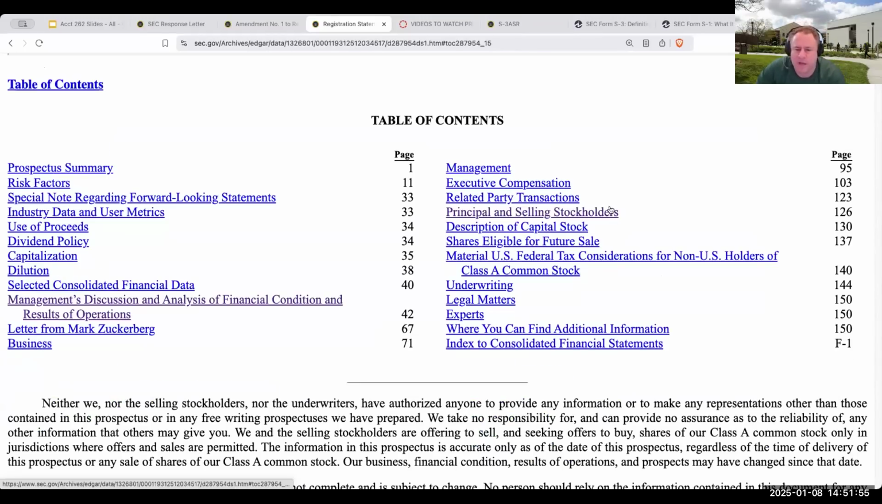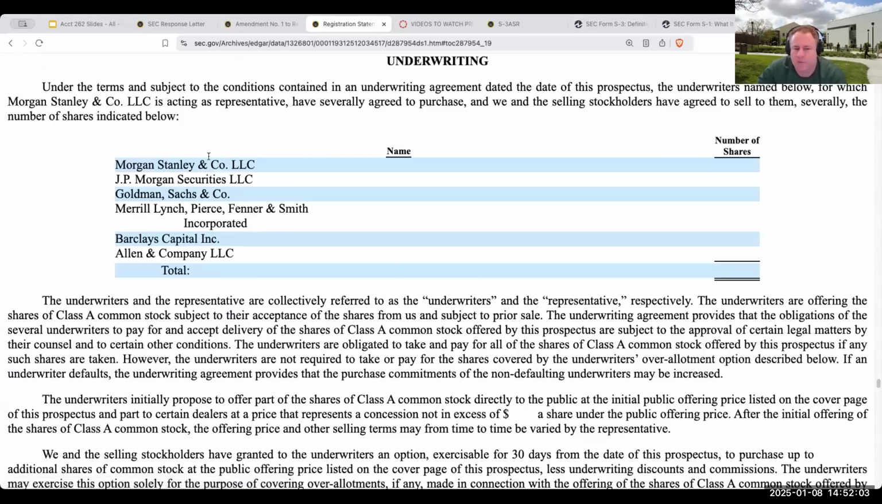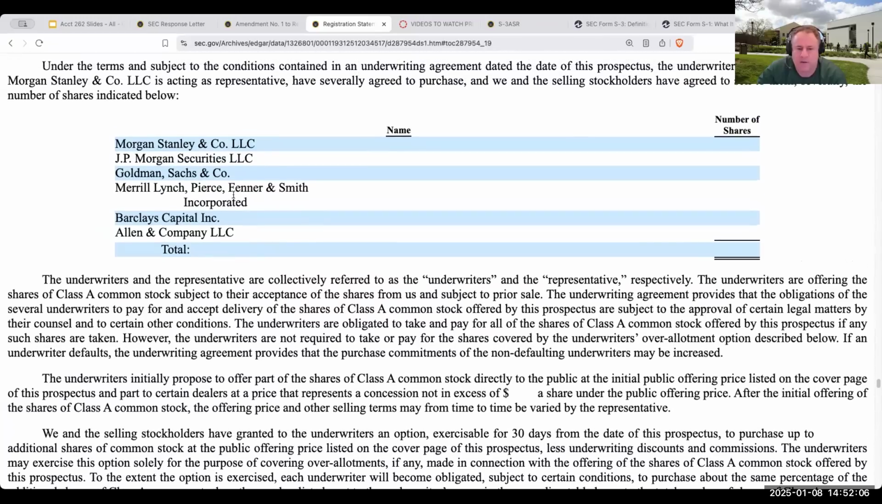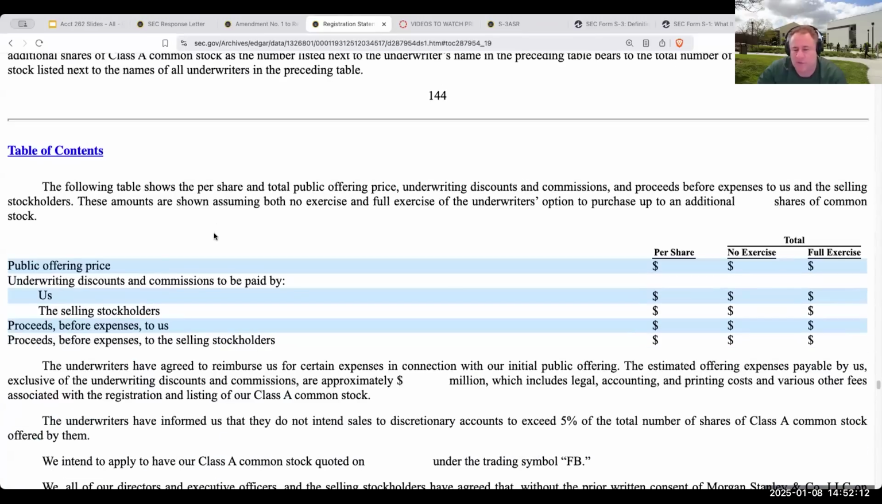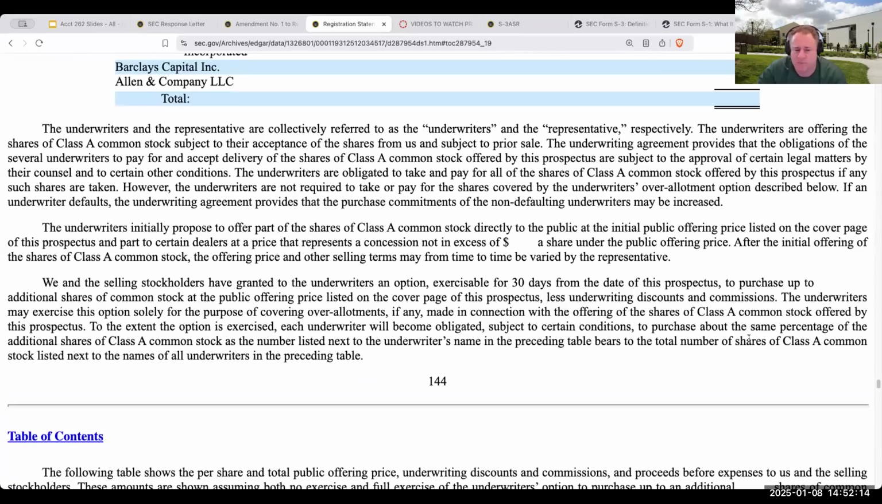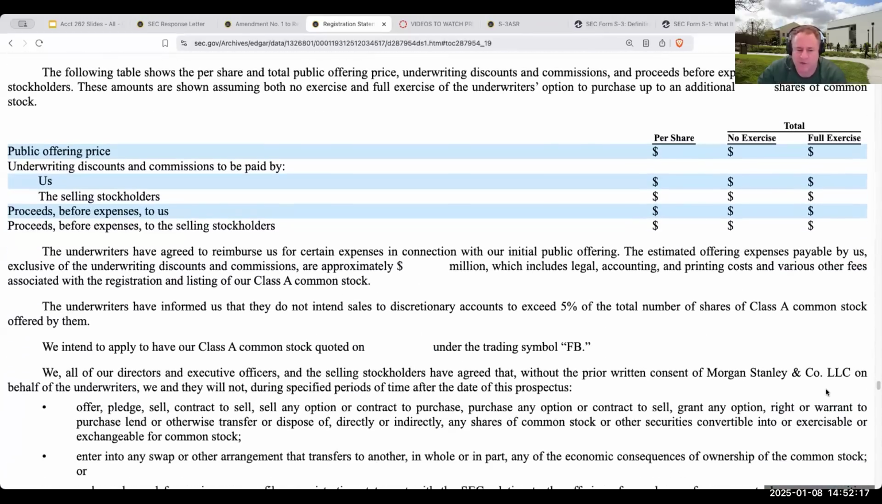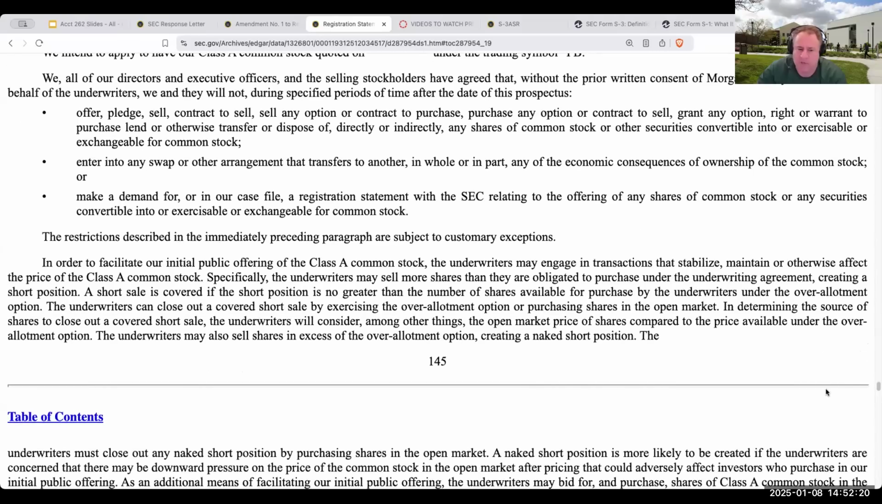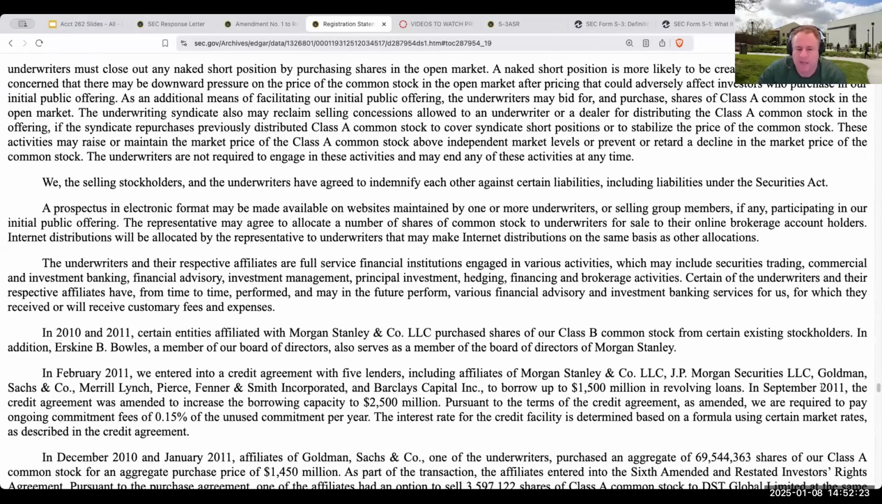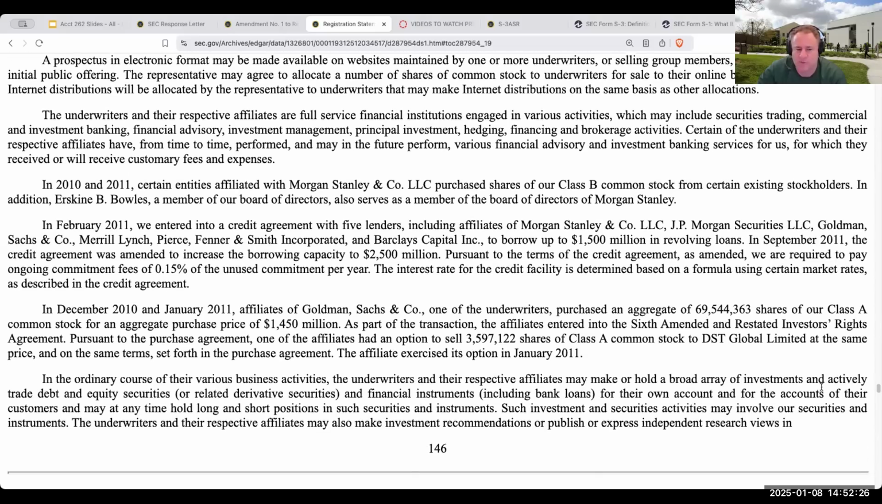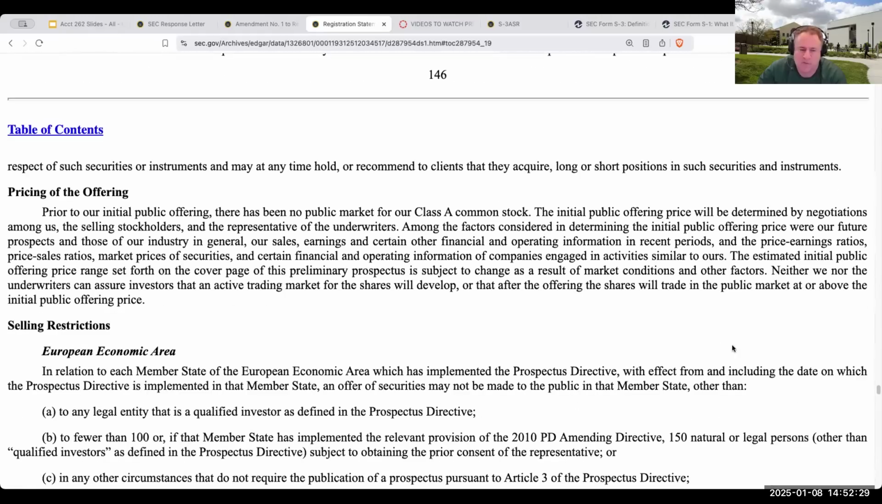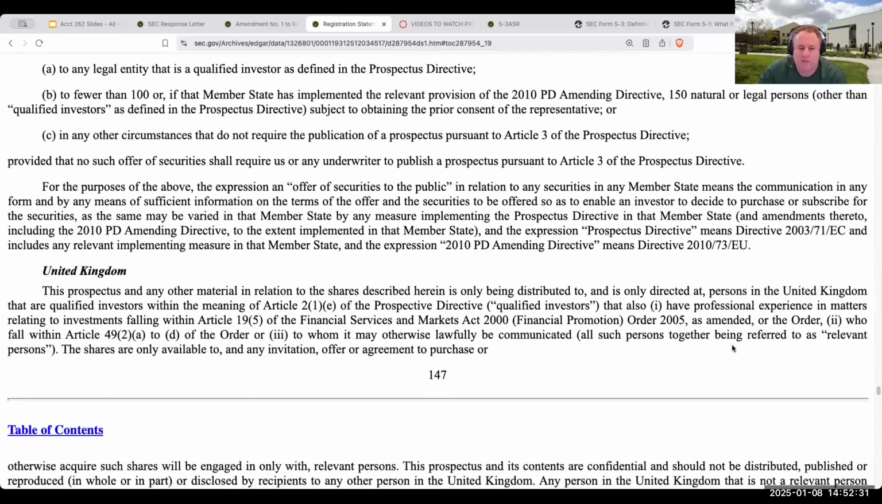Description of the capital stock, material U.S. federal tax considerations for non-U.S. holders, underwriting. So here is where the underwriter is. For this, there were obviously several different underwriters. When you have an offering this large, you're not going to go to just one investment bank. It's more than likely going to be a consortium of different banks. That's worked out between the investment bankers, but they generally do pretty well in terms of receiving fees. So you'll see this over here, the different pricing and everything else.